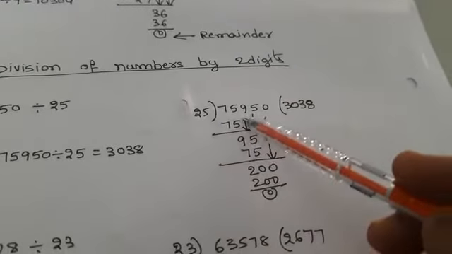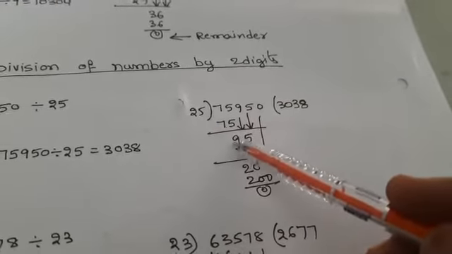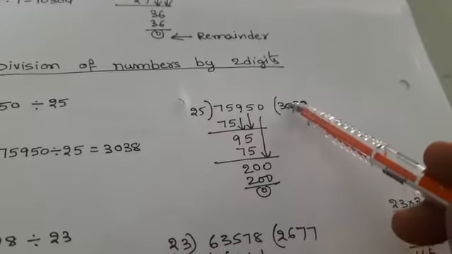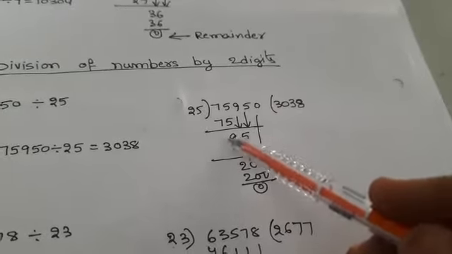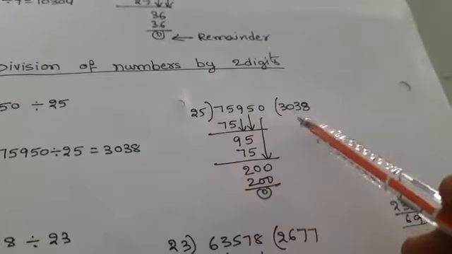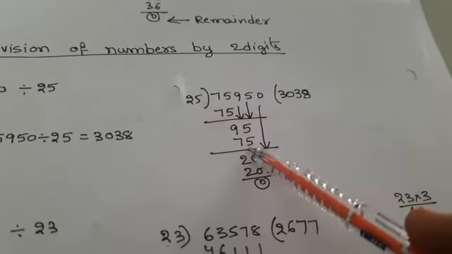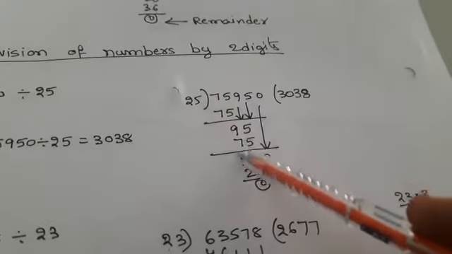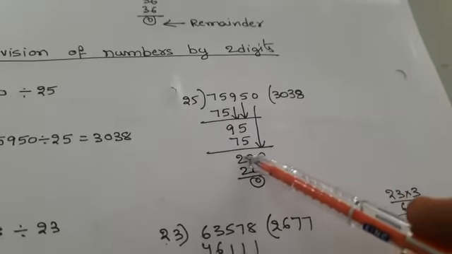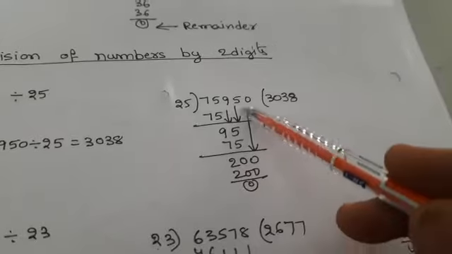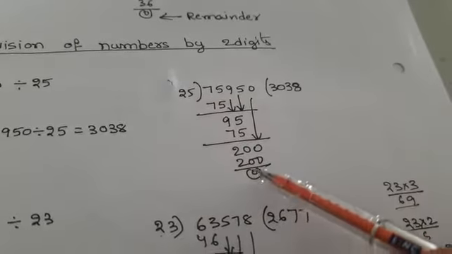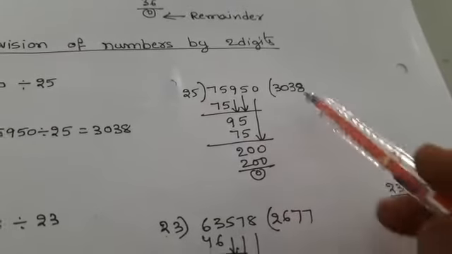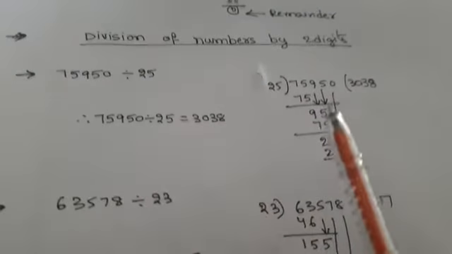Next I bring down 9. 9 means it will go 0 times. So write 0 here and bring down another digit. 95 we will get here. Then 25 3s are again 75. After subtracting you will get 20. Bring down the other digit. Then how many times will it go? 25 8s are 200. Like this you have to do the division, children.